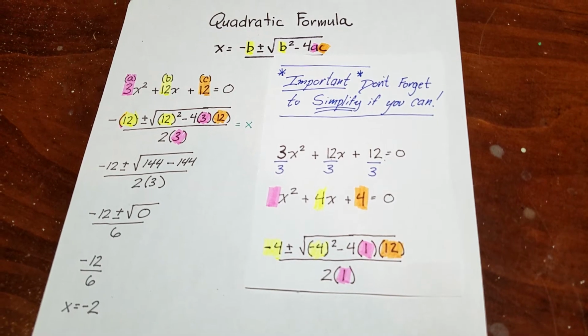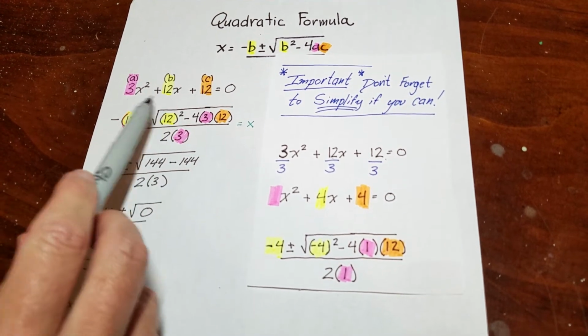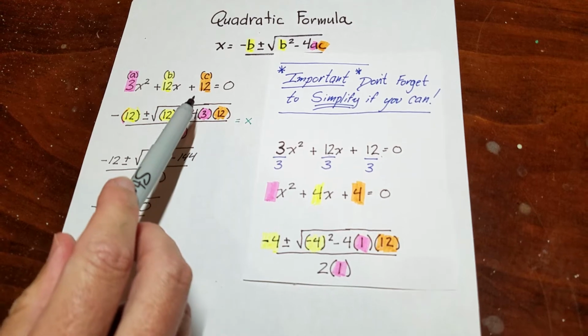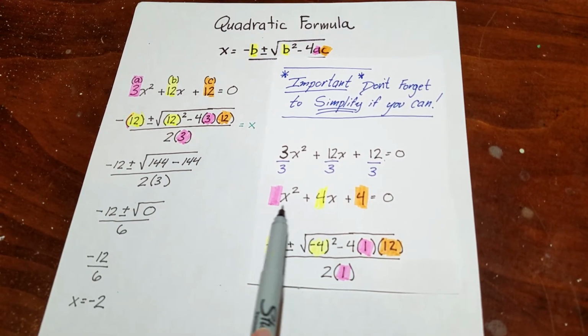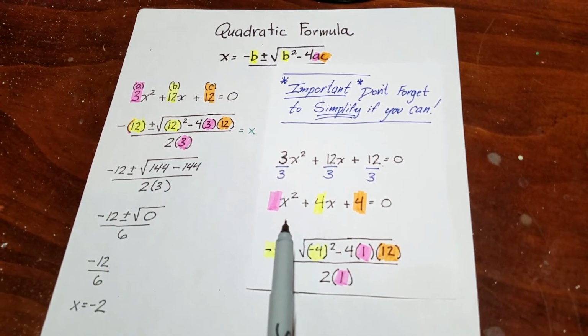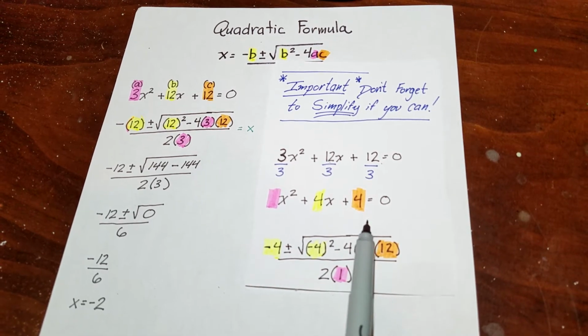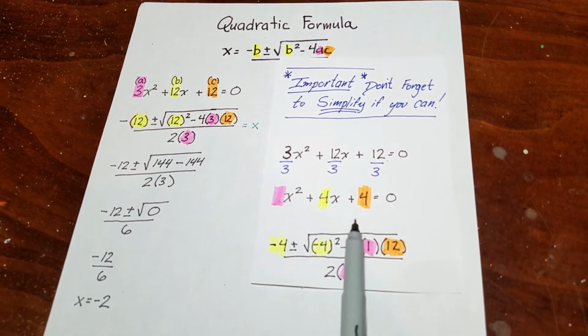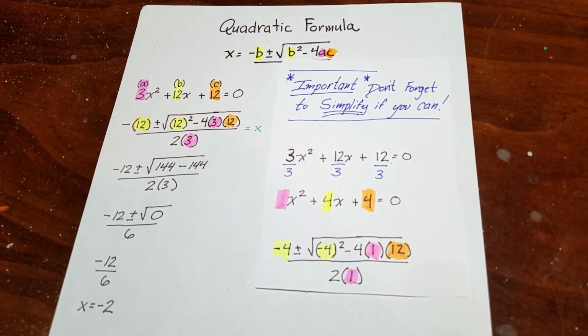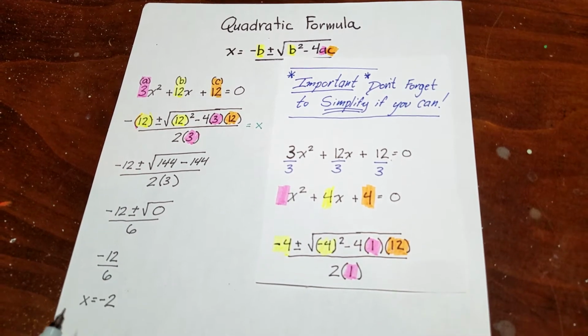The second reason is that a lot of times when you simplify these by dividing by 3, 2, 5, whatever, you end up with something like this. Now, I don't know about you, but at this point, you should be able to figure this out in your head. This is real simple factoring. This is a perfect square. It's x plus 2 squared, which means the answer is, of course, negative 2.